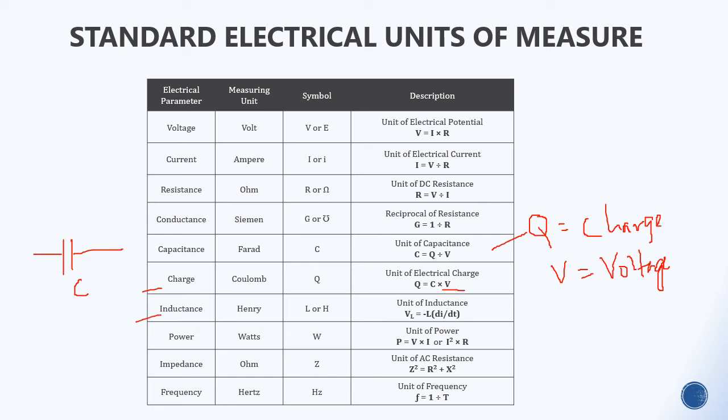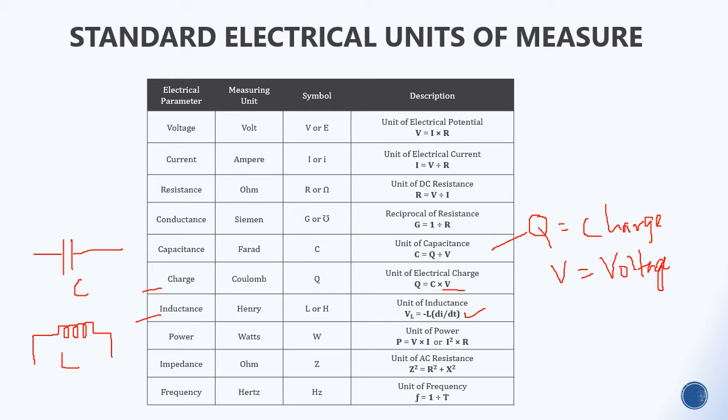Then inductance. The inductor is nothing but a coil. The value of the inductor is inductance. The measuring unit is Henry. The symbol is capital L or H. The equation is VL is equal to minus capital L into di over dt.